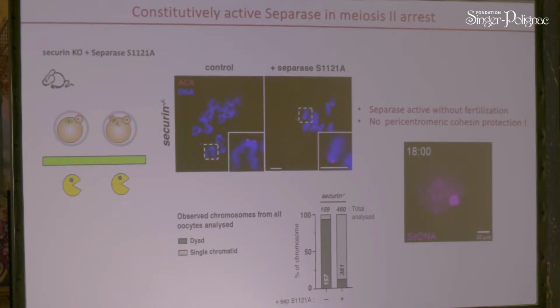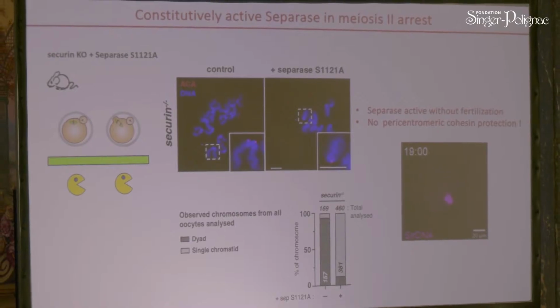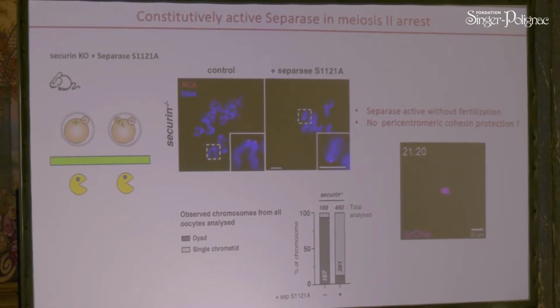And we can do movies of that. Because there's a lot of autofluorescence, I show it only for the securin knockout, so it's only the DNA that you can see here, not the sensor. But you see that chromosomes just fall apart. There are no real anaphase movements, and just the sister chromatids fall apart.